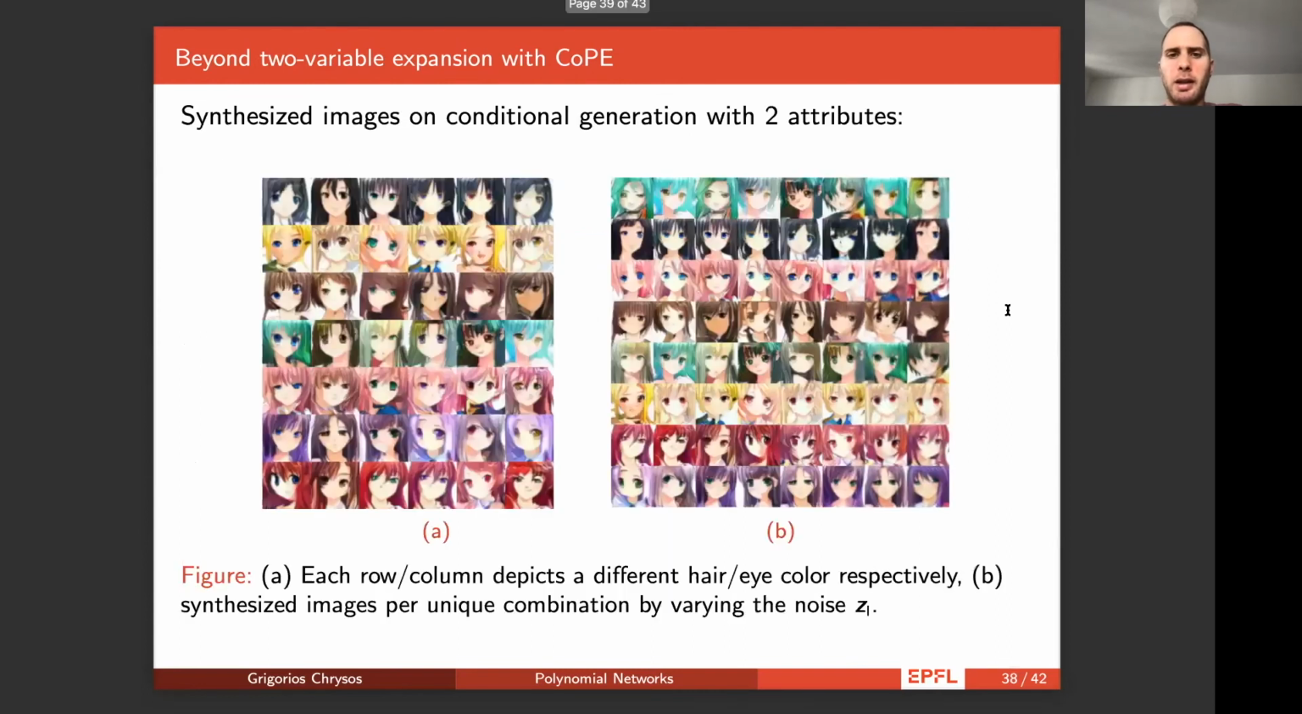And with that, I will just show one last result, which is on the anime dataset that has annotated the hair and the eye color. What you can see in A is every different combination. Each row depicts one hair color, each column depicts one eye color. All of these images in A are synthesized, by the way, not samples of the dataset. And in B, we keep the fixed Z2 and Z3 variables, so the conditional variables, and we vary the noise. So you can get quite a bit of diversity in the synthesized images.